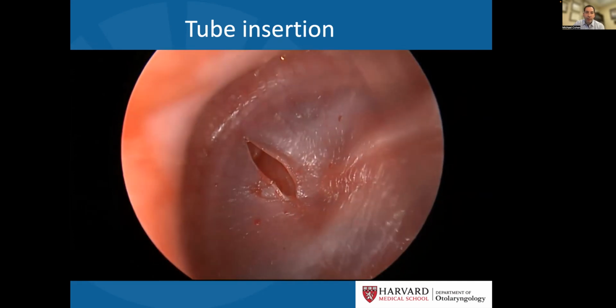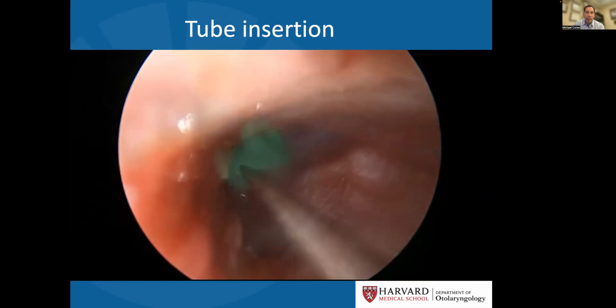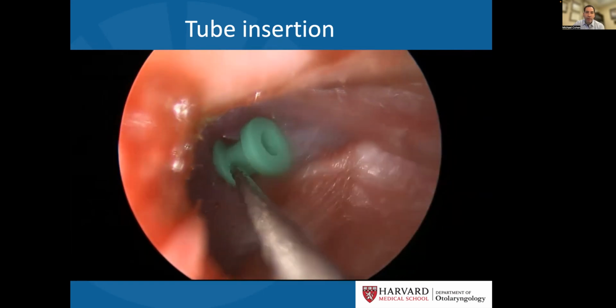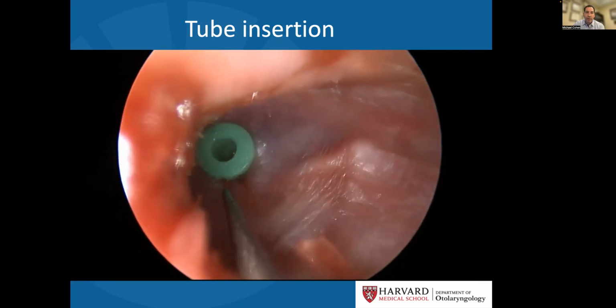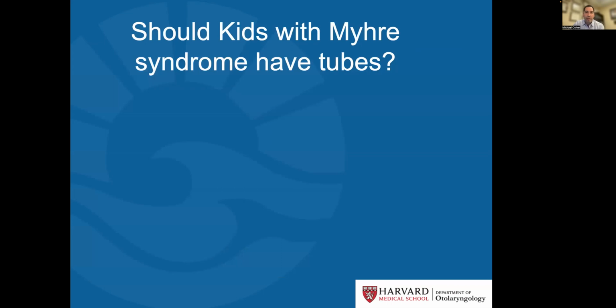So here we've completed removing the fluid from the middle ear space. We're bringing in the tube, and we're going to place that tube right into the middle ear with this little instrument. And now this child has tubes. So should kids with Myhre syndrome have ear tubes inserted? There are pros and cons.